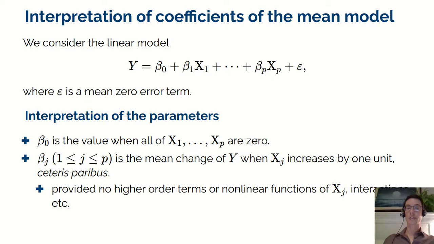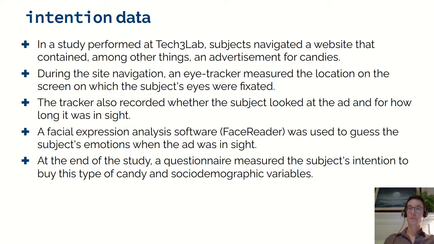Let's look at a particular example, which is intention data. In a study performed by the Tech3 Lab, subjects were asked to go on a website, and in one of the corners there was an advertisement for candies. An eye tracker was recording the location of the eyes of the participants on the screen to see where they fixated. They also recorded whether the subject looked at the advertisement and for how long.